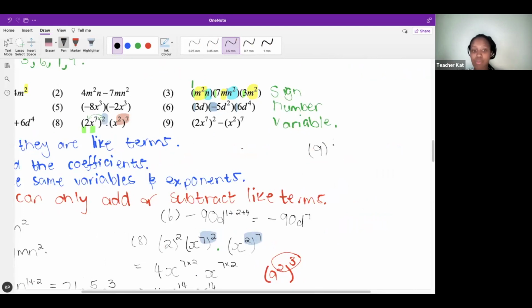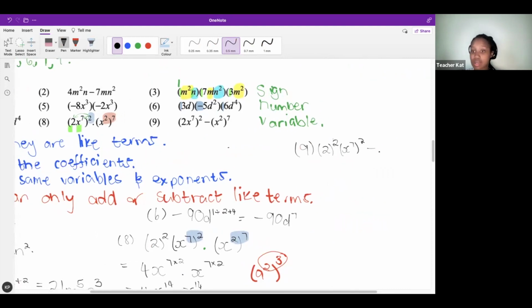Okay, so we have most of the same things. So I'm going to start from step 2. This is 2 squared and x to the power of 7 squared. But this time we have a minus, and we're going to see how that affects our answer. Minus x squared to the power of 7. Once again, 2 squared is 4, x to the power of 14, minus x to the power of 14. Now, do we have like terms here? Remember, like terms come in when we are subtracting or adding. Yes, we do. They are the same variable and they have the same exponent.